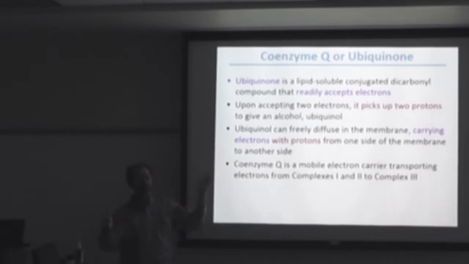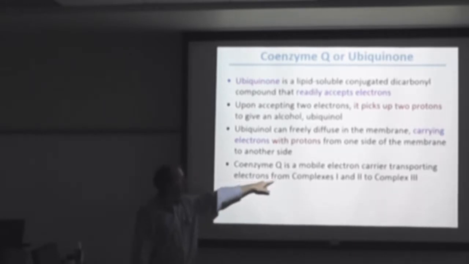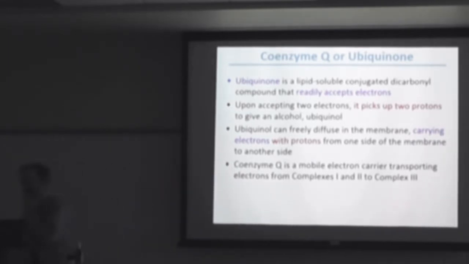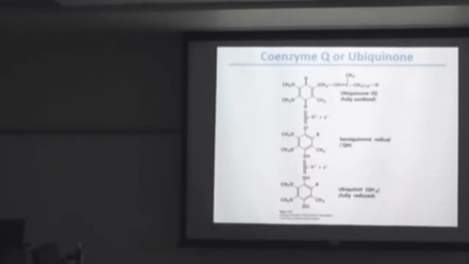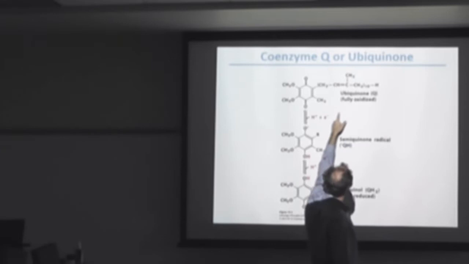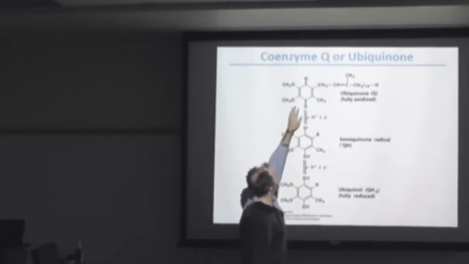It diffuses between complexes in the electron transport chain. It's a mobile electron carrier transporting electrons from complexes 1, 2, and 3. And we'll see how that works. And this is the structure of its active site. Well, here's their whole structure here. Long aliphatic chain. And this is the active site.